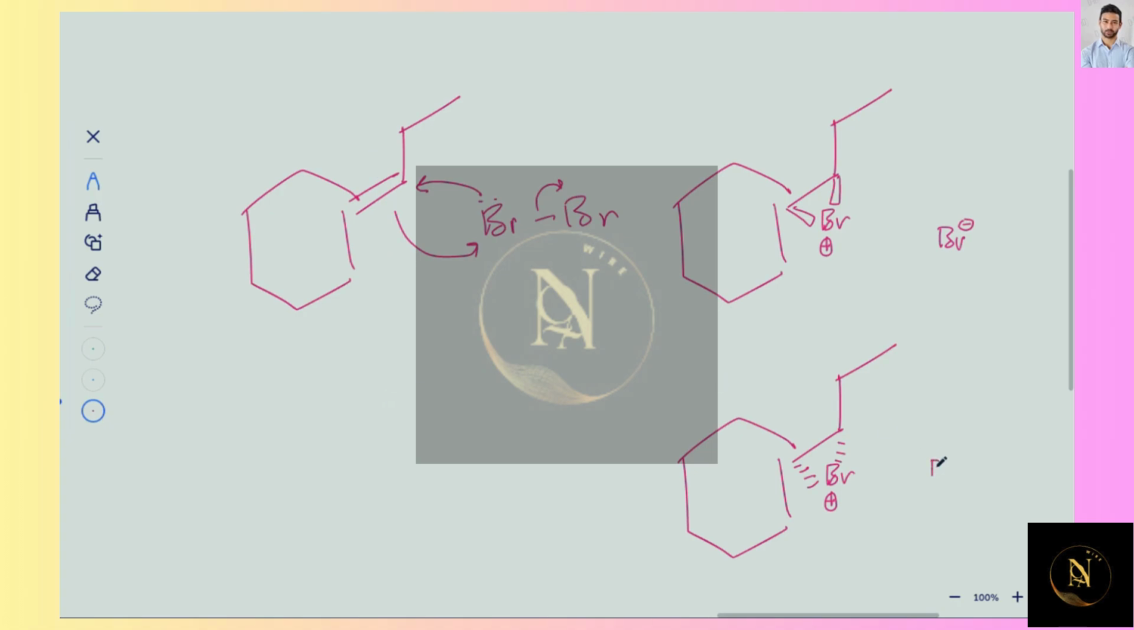Now, the final step after this is that this Br minus will do backside attack on one of these carbons, right? Similarly, this bromine will do backside attack on one of these carbons, which in this case means coming from the top, okay? And so we're going to get a mixture of products because, theoretically, this bromine can attack here or it can attack here, right?